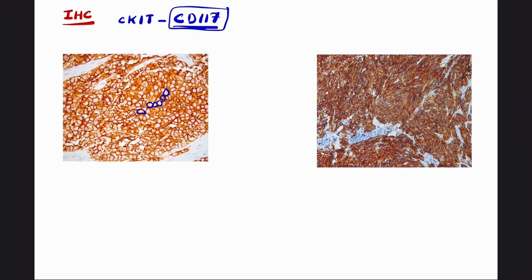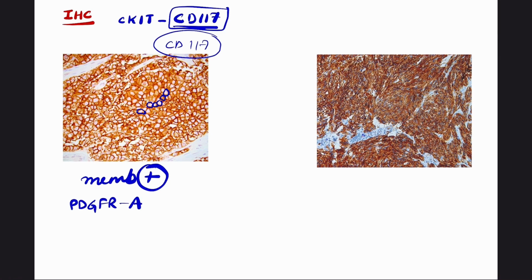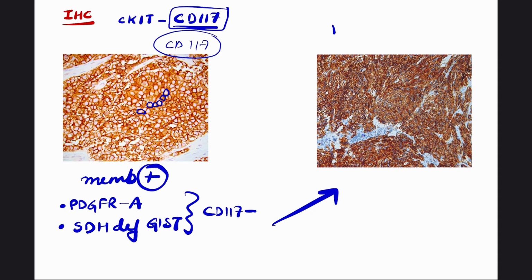This is a CD117 IHC giving you strong membrane positivity. Since most GISTs are because of c-KIT mutations, this is highly sensitive, but CD117 can also be negative in PDGFRA mutations, or in SDH deficient GIST. In these two variants, CD117 is negative. Then the second marker, DOG1.